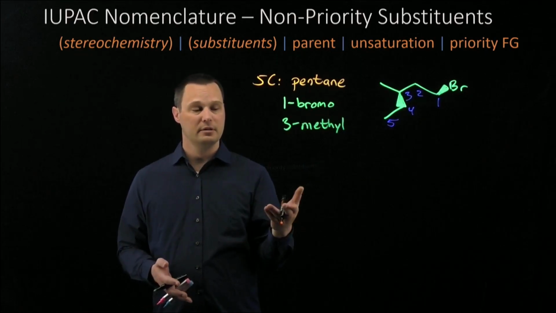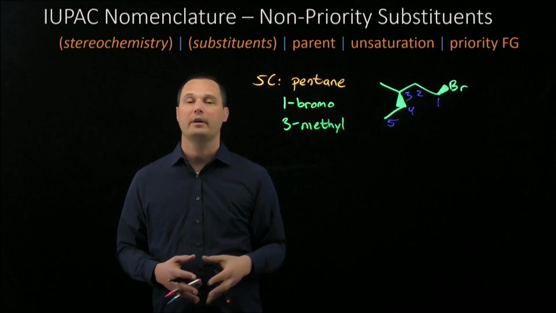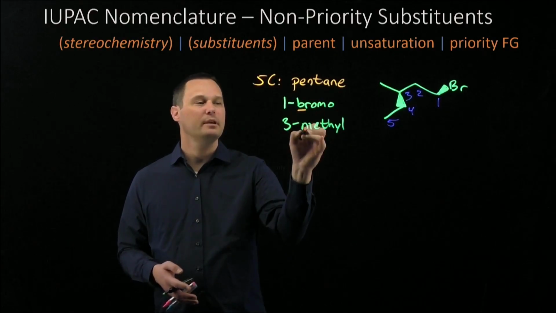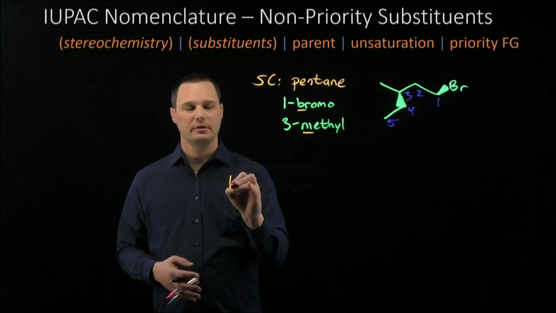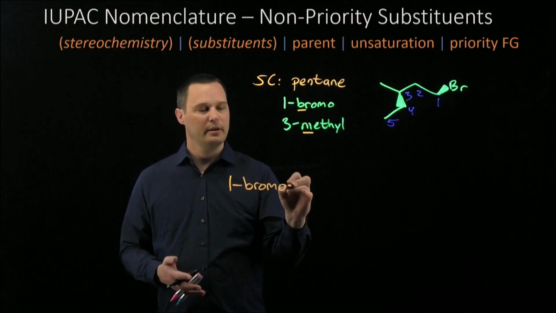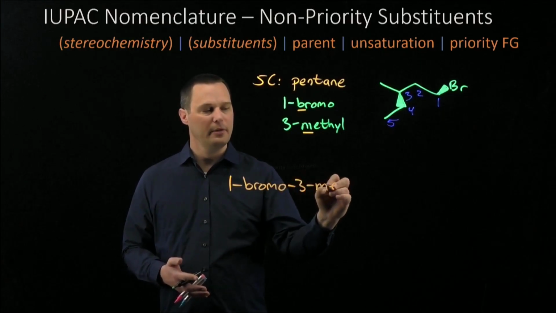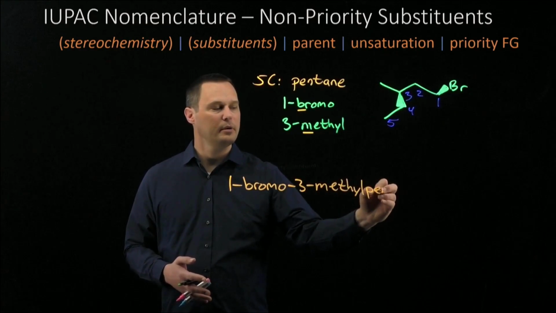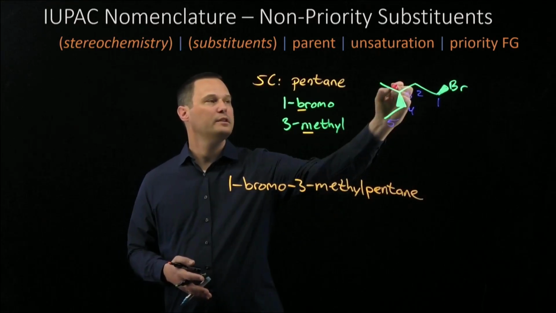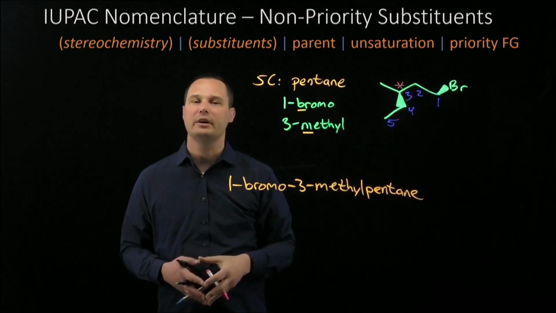Now we're ready to put the substituents in alphabetical order, followed by the parent hydrocarbon. No tricks here. B is alphabetically before M. So we start with 1-bromo, separate letters from numbers with hyphens, 3-methyl, and finish with the parent hydrocarbon, pentane. This molecule has 1 stereocenter. Carbon number 3 is a stereocenter.